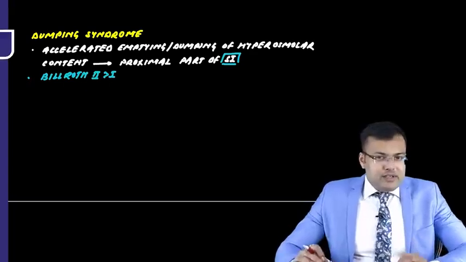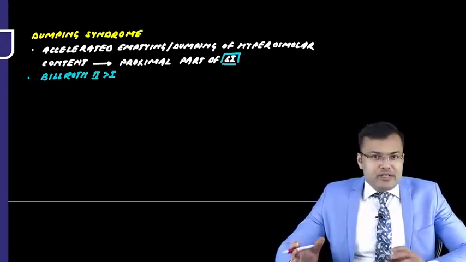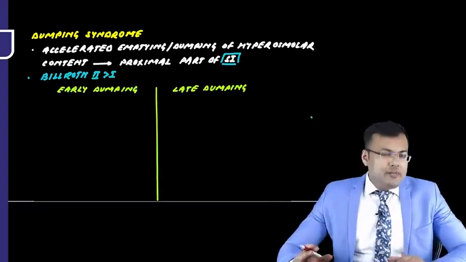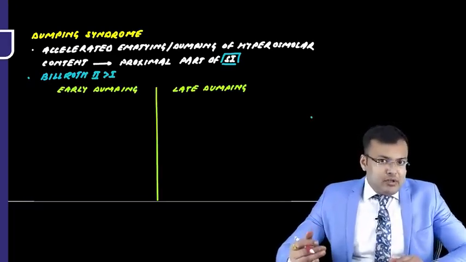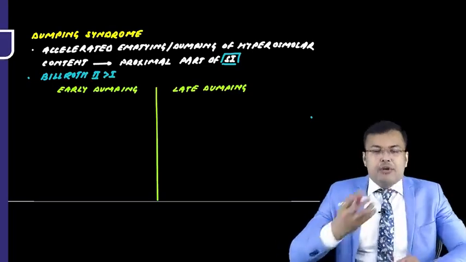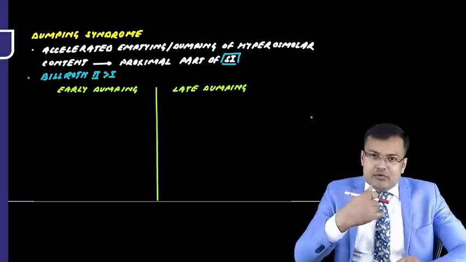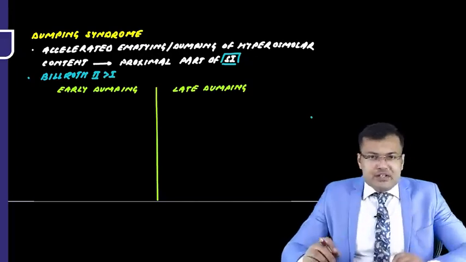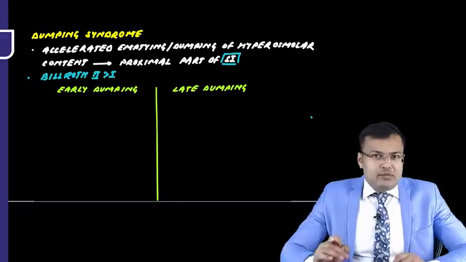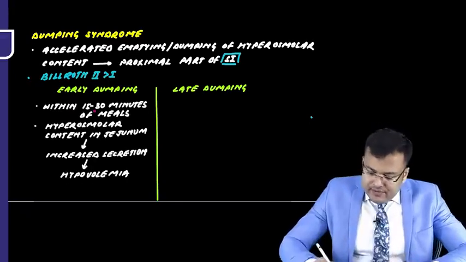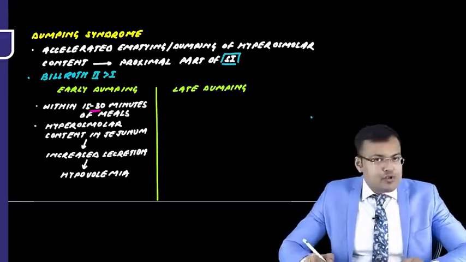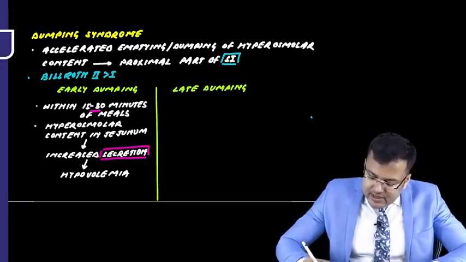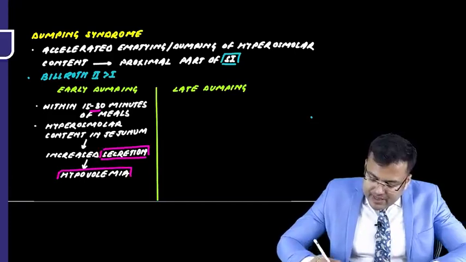So what are the differences? There are two types of dumping syndrome. One is early dumping and second is late dumping. Early dumping is usually seen within 15 to 30 minutes of meals. Why? Because the hyperosmolar content enters into jejunum, and it is going to attract too much secretion and the fluid is collected into the proximal part of jejunum. So within 15 to 30 minutes of meals, there is hyperosmolar content in jejunum, increased secretion, and because of that the patient develops hypovolemia.